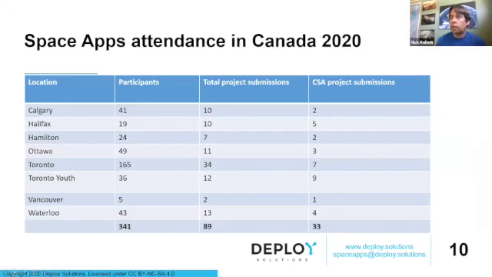So in terms of the attendance in Canada, these are the numbers that we know about through the CSA. There are a number of cities that participated, as well as people joining in virtually. And overall, there were 341 participants in Canada, which is about twice the national average, I think. It's a little hard to tell, but that's about twice the average, I think. 89 projects were submitted, and 33 of those used Canadian Space Agency data. So that's actually pretty cool. And I think they were quite thrilled about that.